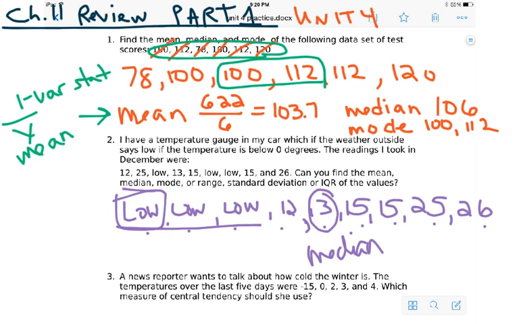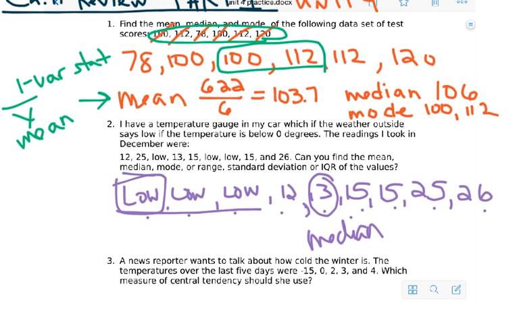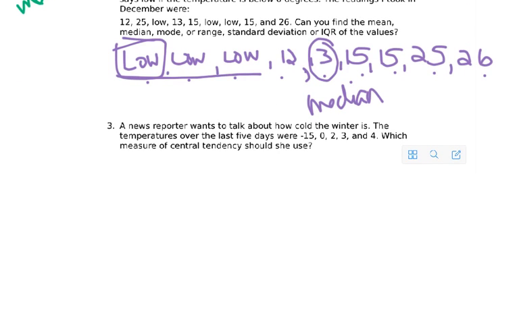In number 3, a news reporter wants to talk about how cold the winter is. The temperatures over the last 5 days were -15, 0, 2, 3, and 4. Which measure of central tendency should she use? Well, the first thing that I want you to notice is that negative 15 is an outlier. You got to watch out for that because it can skew your data.